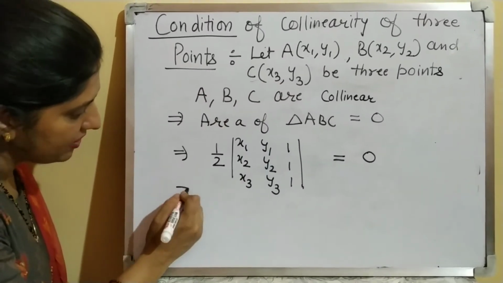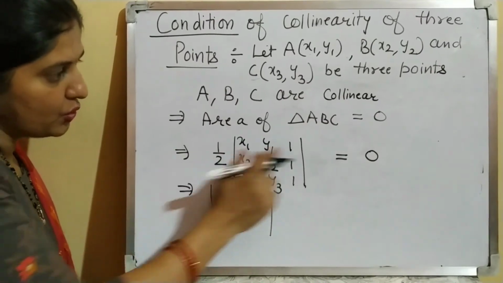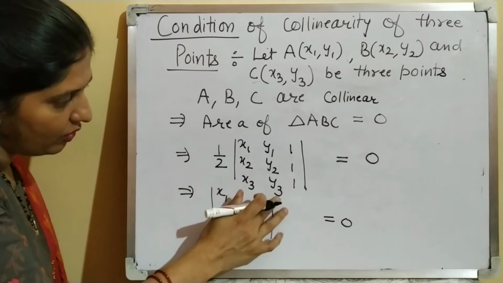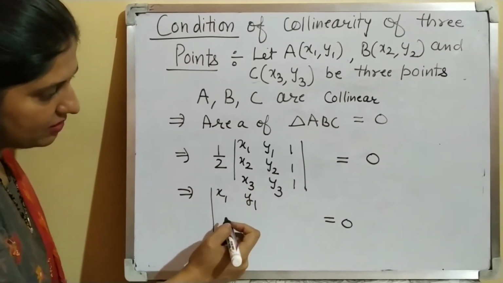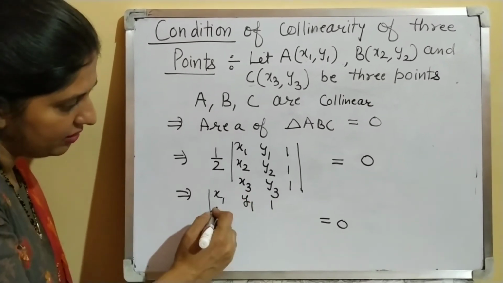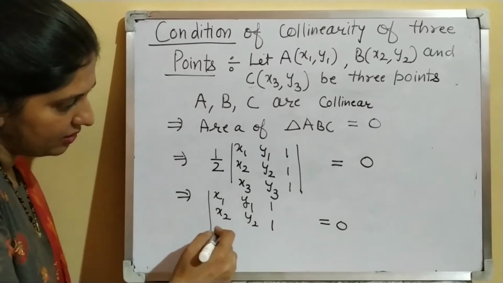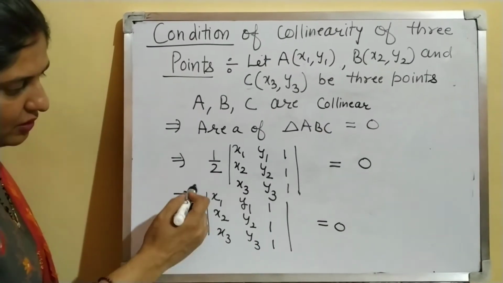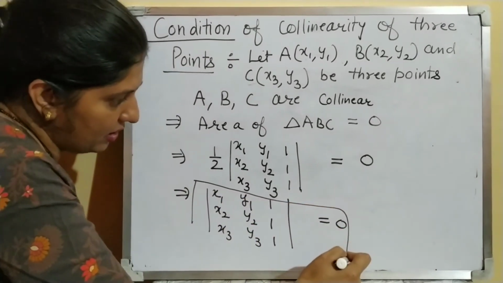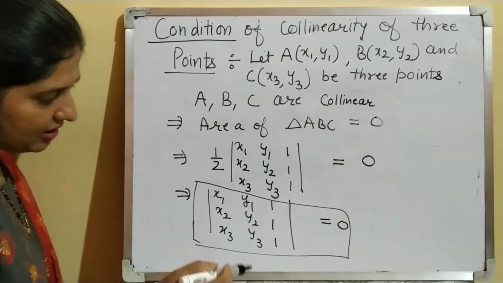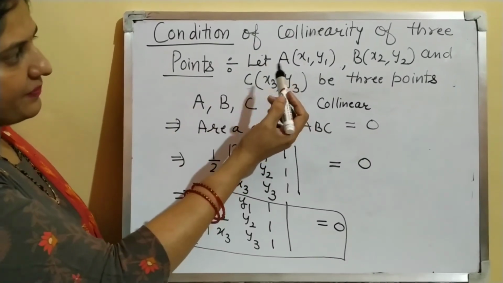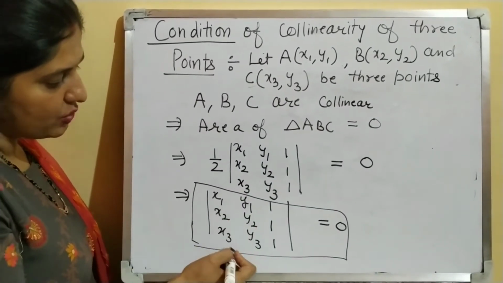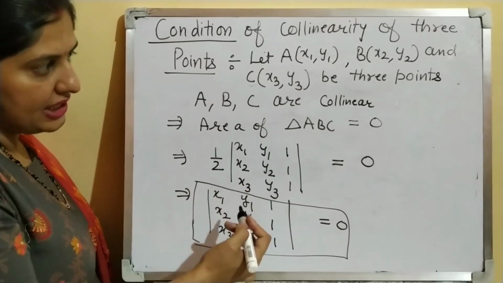From this we get 2 into 0 is equal to 0. So we get the value of the determinant with entries x1, y1, 1, x2, y2, 1, x3, y3, 1 equal to 0. So this will be the condition for checking whether 3 points A, B, C with coordinates x1, y1, x2, y2 and x3, y3 are collinear or not.